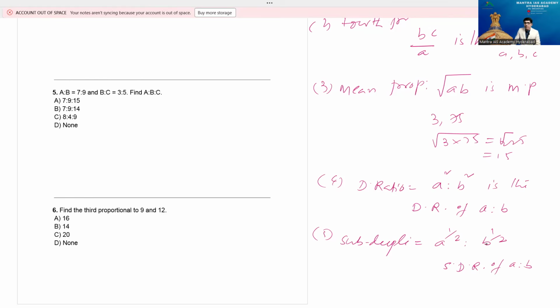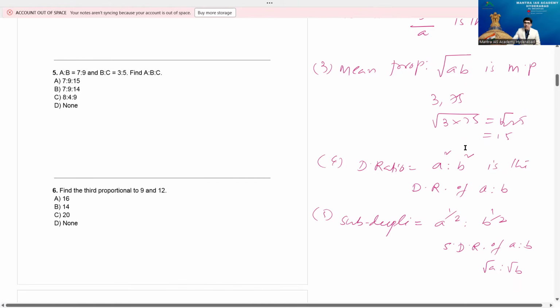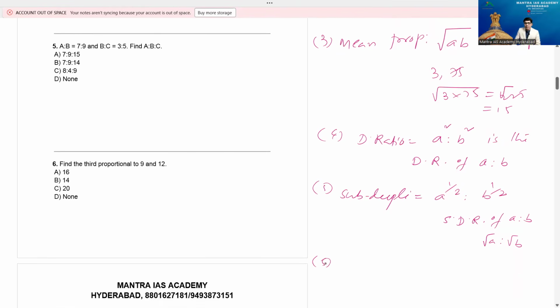Implies root a is to root b. That's the only one thing in this case to consider. In the same style, triplicate ratio: a cube is to b cube is the triplicate ratio of a is to b. In the same style, subtriplicate ratio: a to the power of 1 by 3 is to b to the power of 1 by 3 is the subtriplicate ratio of these things.